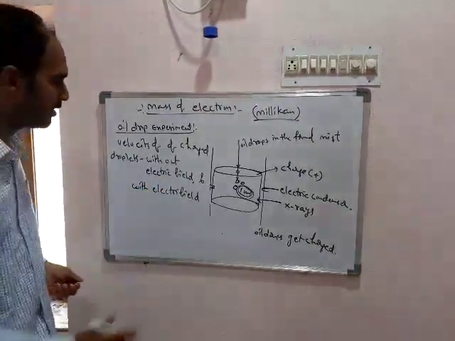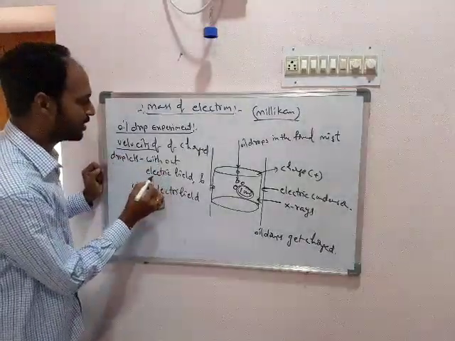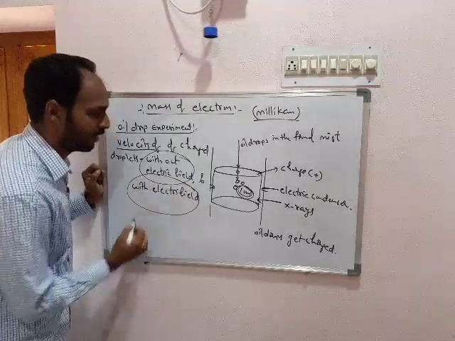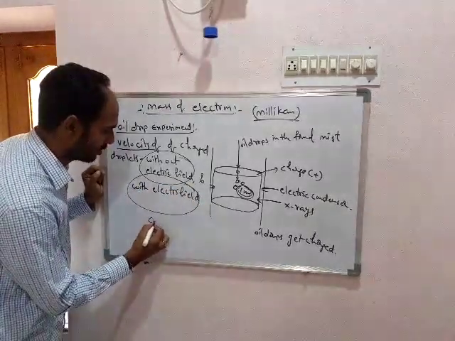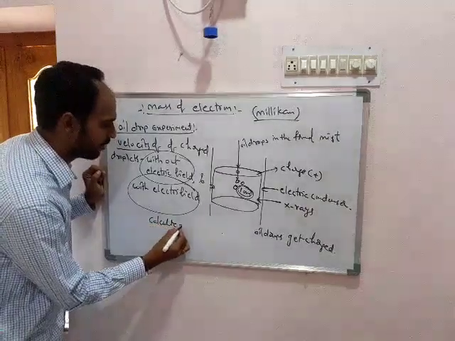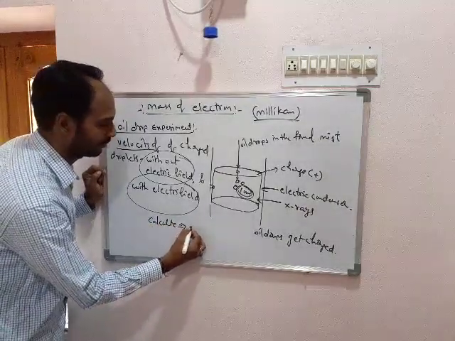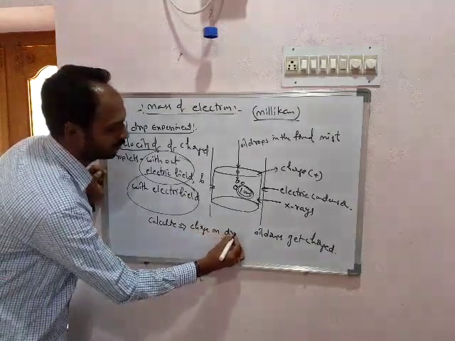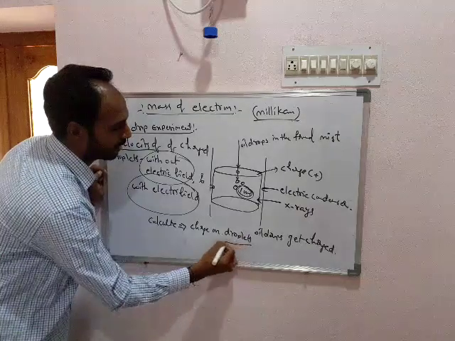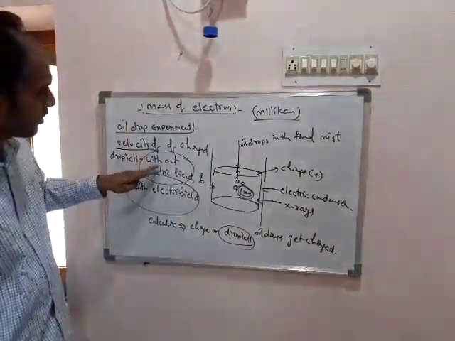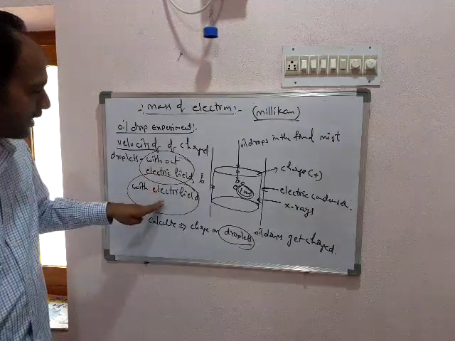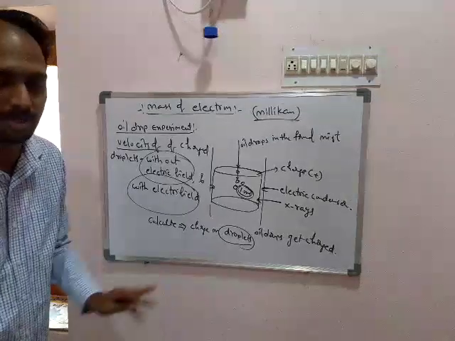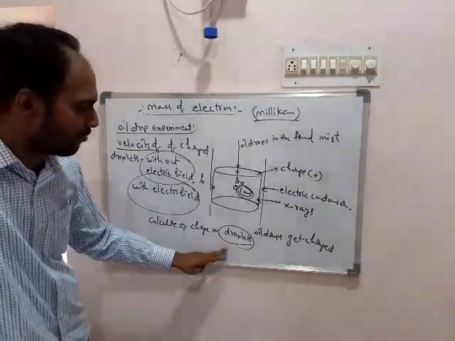So by comparing the velocity of droplets without electric field and with electric field, he was able to determine the charge on the droplets. The velocity without electric field and with electric field are compared, and he was able to calculate the charge on the droplets.